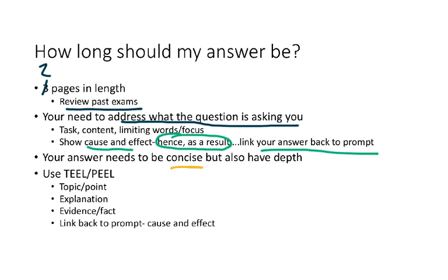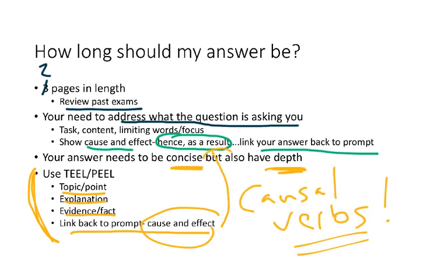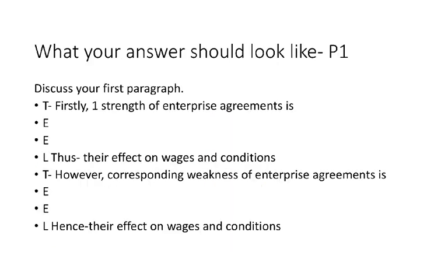Your answer needs to be concise, so don't ramble. You have 2 pages. But it also needs to have depth. I know it sounds contradictory, but how you do that is use TEAL, like back in English, or PEEL. So have your topic or your point, explain your topic, and then give evidence or a fact. That's how you give depth to your answer. And then, like I said, link it back to the prompt. Do the cause and effect. Use your causal verbs and use a variety of them. So looking at paragraph 1.